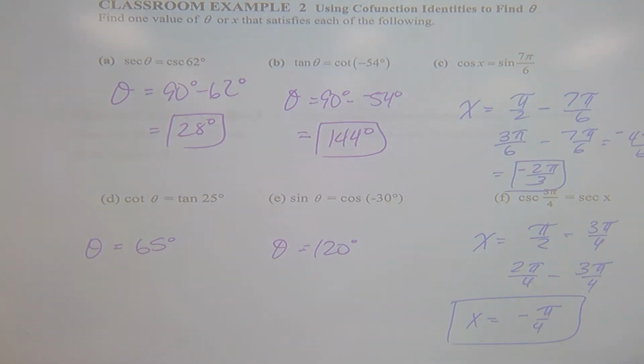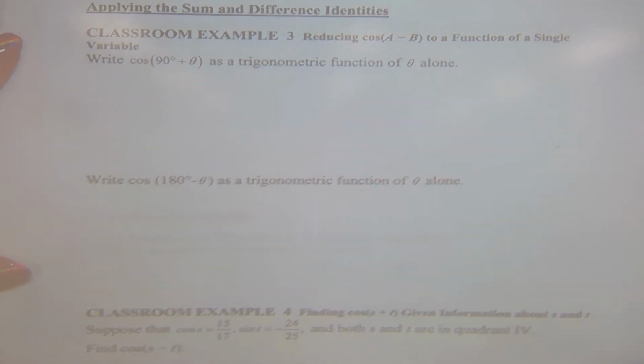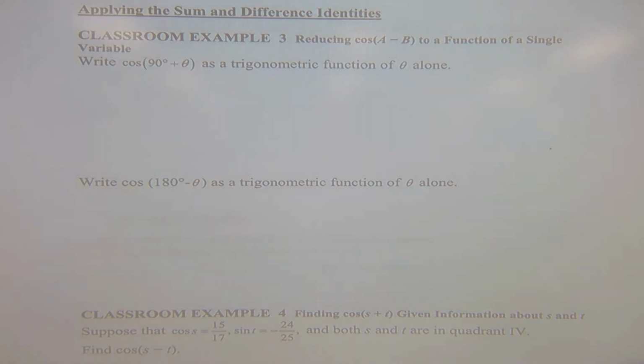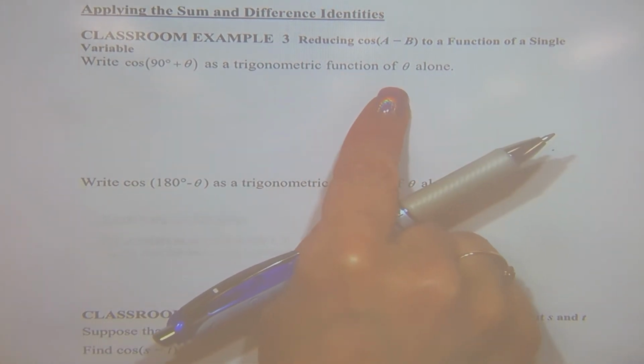Okay, let's apply our identities that we've been working with. Reducing cosine difference to a function of a single variable. Start with what you're given. Make sure that you have your goal clearly in mind. We are going to rewrite cosine sum, cosine of 90 degrees plus theta, as a trig function in terms of theta alone. You're going to use your identity and fill in what you know.